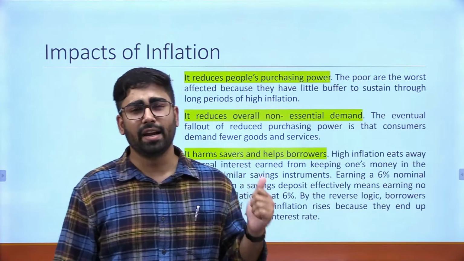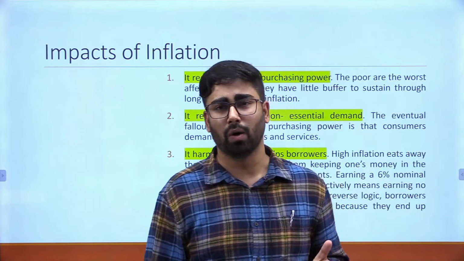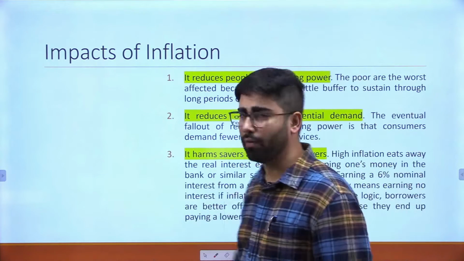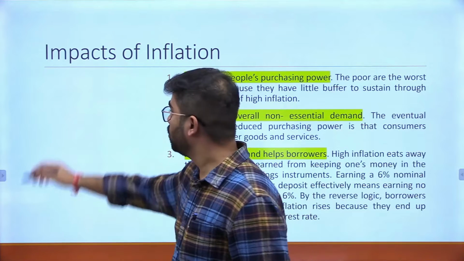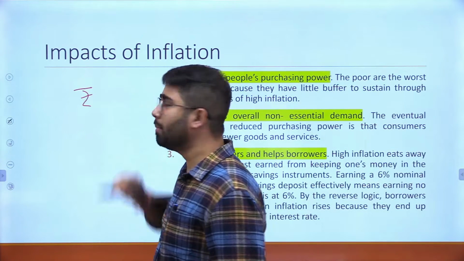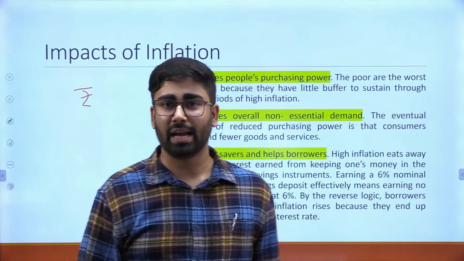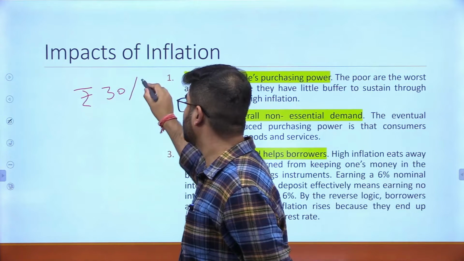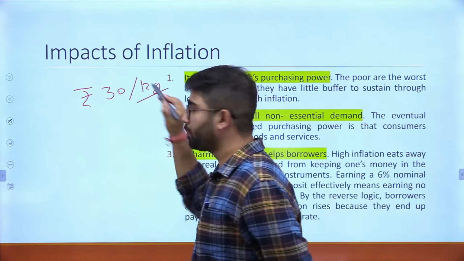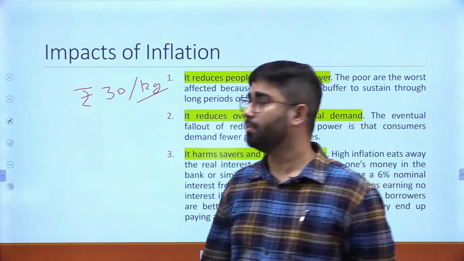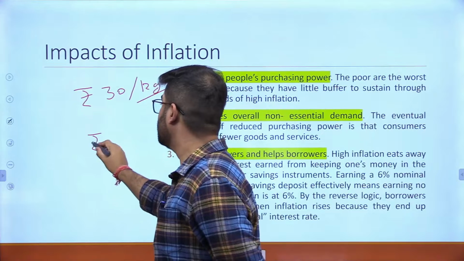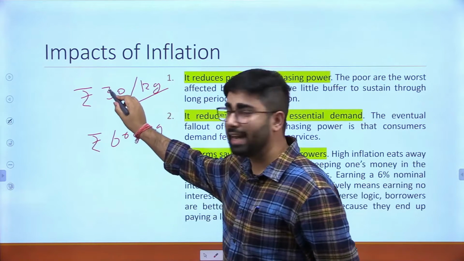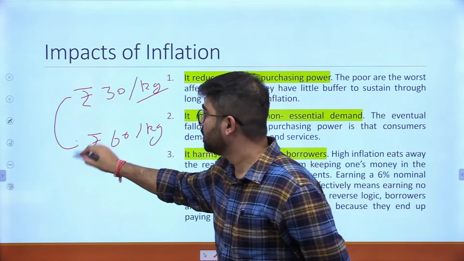First is that it reduces the people's purchasing power. Okay, now think of it. If you go to a market to buy 1 kilogram of tomatoes, आप टमाटर लेने गए बाजार में, and at one point of time you are getting it at rupees 30 per kg, and at another point of time you are getting it at 60 rupees per kg. Now this rate increase can be termed as inflation.